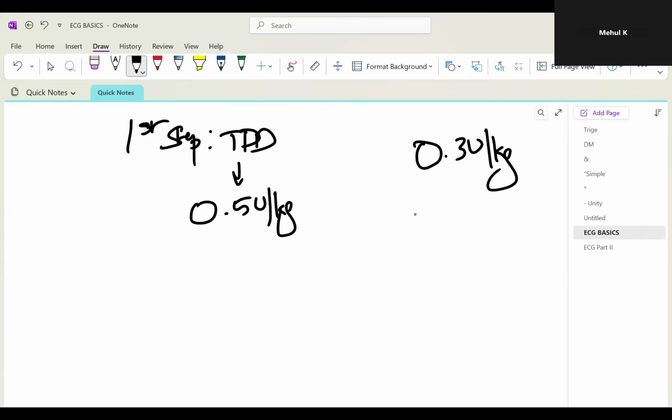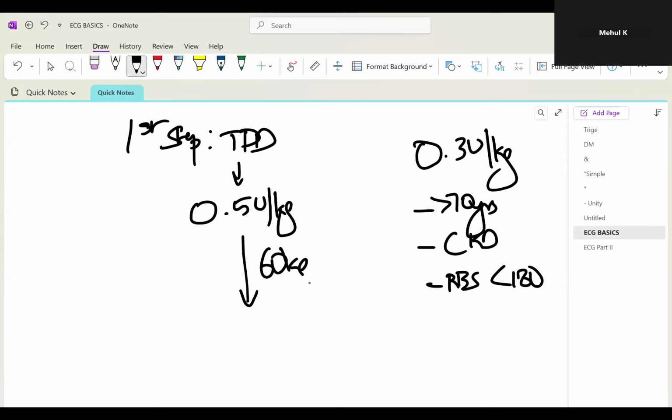For example, patients who are more than 70 years of age, geriatric age group, or the patient is having CKD, creatinine of more than 1.5, or the patient's initial blood sugars are not really that high to begin with. You will start off with a lower TDD calculation. So let's take an example here. You have a 60 kg patient, so that will give you around 30 units of insulin per day. You will split this into 15 units as basal and 15 units as bolus.